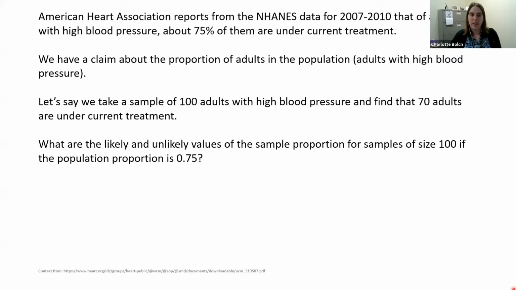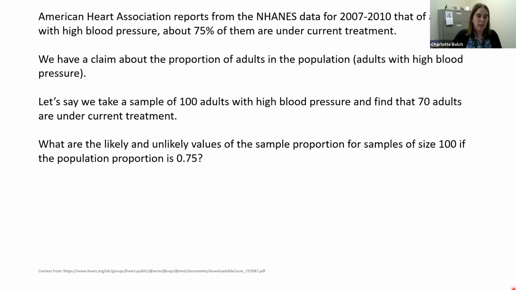So we're going to go over an example using a proportion that was reported from the American Heart Association from the National Health and Nutrition Examination Survey. And it said that from 2007 to 2010, about 75% of adults with high blood pressure are under current treatment. And so we have a claim about the proportion of adults in the population. Our population is adults with high blood pressure.